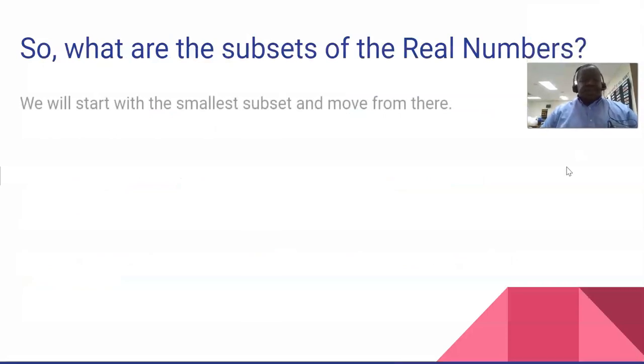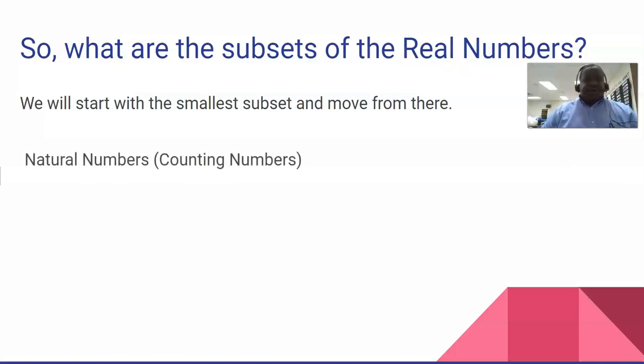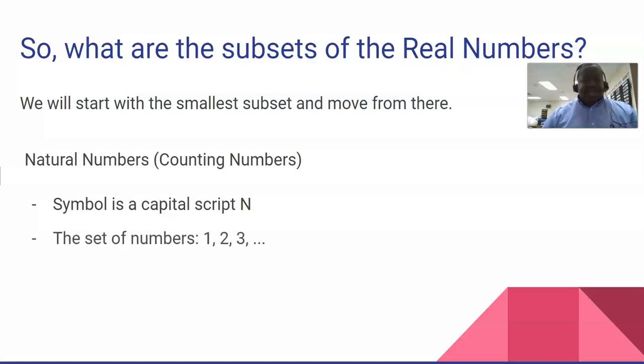Okay, we'll start with the smallest subset and then move up from there to larger ones. The first one is the natural numbers or the counting numbers. The natural numbers are represented by a capital script N, and it's the set of all numbers that starts 1, 2, 3, 4, 5, 6, going on in that pattern. So we say counting numbers because when I'm counting objects, I start with the number 1.